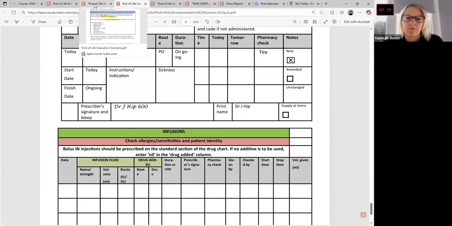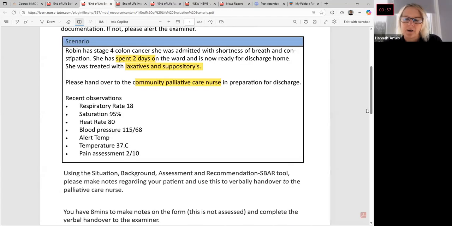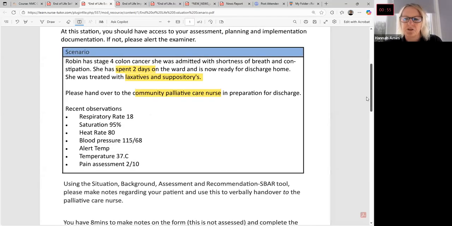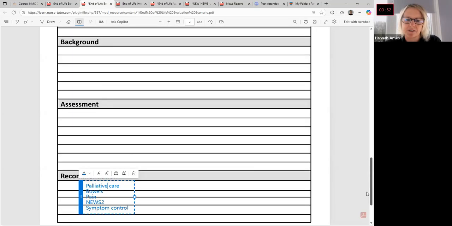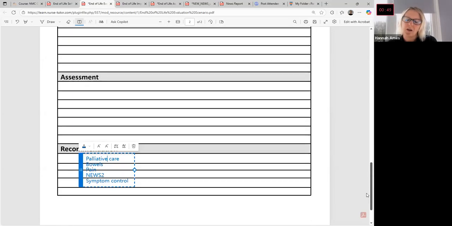So Robin, I'm handing her over to you for ongoing care. I'd like you to assess Robin within 24 hours of discharge into the community, see how she's managing at home. Please review her bowels and follow up with her Bristol stool chart and make sure she's having a regular bowel motion. Please assess her pain and make sure her pain medication and her pain is well controlled.